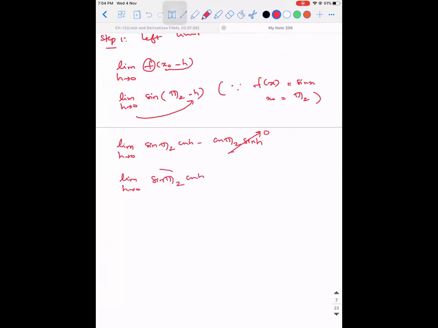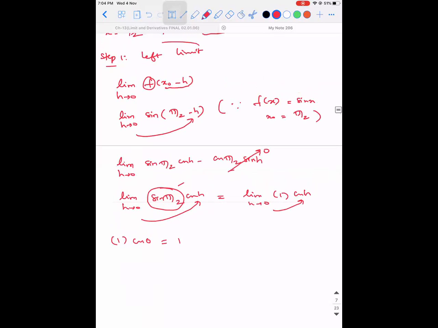Whatever is a constant value can be taken out. So listen, limit h tends to 0. What is sine pi by 2? It is 1. Now cos h, if I substitute h tends to 0, I'll get 1 into cos 0. Now the limit should be removed. What is cos 0, guys? That's 1. Cos 0 is 1. So what I'm trying to say is the left limit is 1.